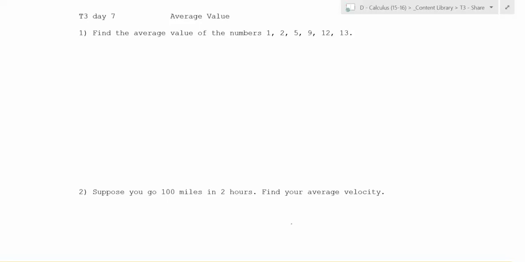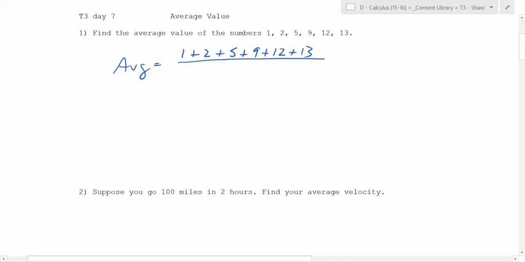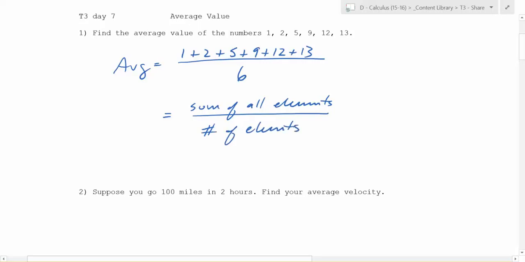12, and 13. How do you find the average value of a group of numbers? What do you do? Yeah, so the average is going to be the sum divided by what? Yeah, so you did this, and you divided by, what should we divide by? 6. So for average, you're going to do the sum of all what? Elements divided by what? Number of elements.